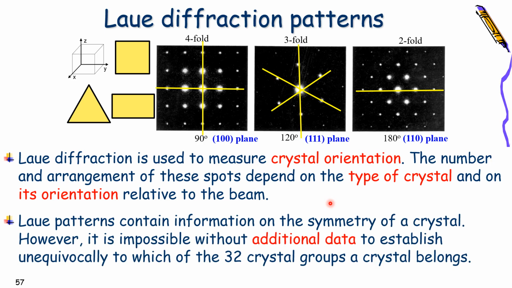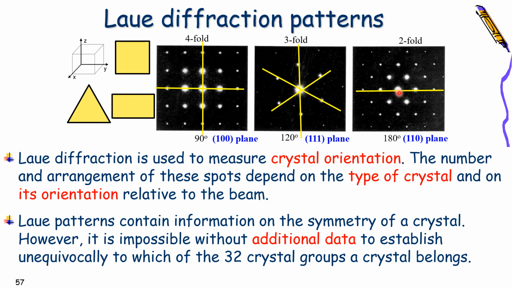So Laue patterns contain information on the symmetry of a crystal. However, it's impossible without additional data to establish unequivocally to which of the 32 crystal groups the crystal belongs. So here we just know the plane, but we don't know what the material is, because it really depends on distance. This spot and this spot, this spot and this spot, what's the distance?